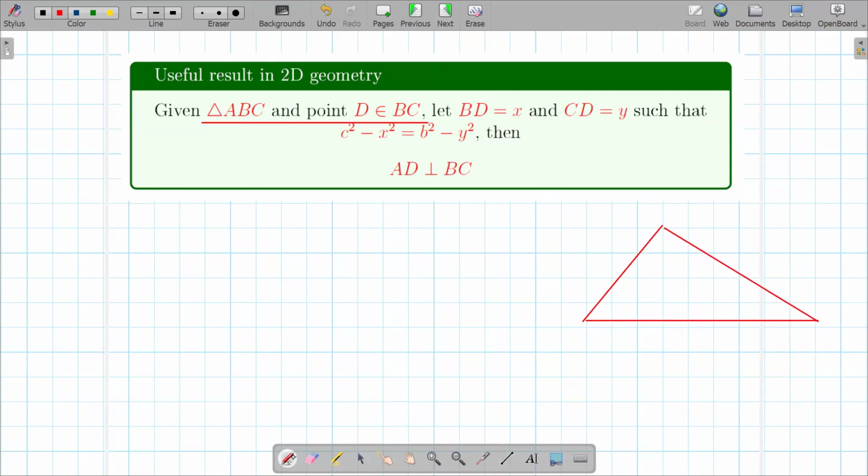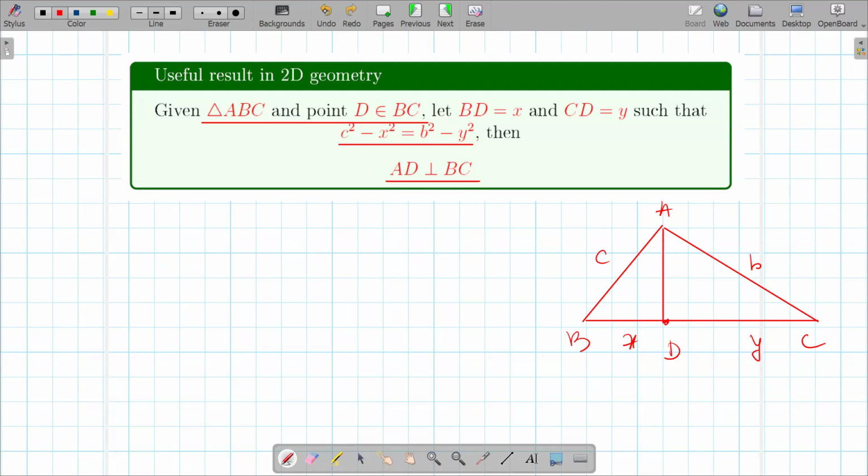So I've got this triangle ABC, and I've got a point, let's say D on BC, and BD is equal to X, CD is equal to Y. Normally this is B, this is C. So we've got this relationship: C squared minus X squared is equal to B squared minus Y squared. So C is here, C squared minus X squared is equal to B squared minus Y squared. And the conclusion of this result is that AD has to be perpendicular on BC. So this would have to be a right angle right here, no?